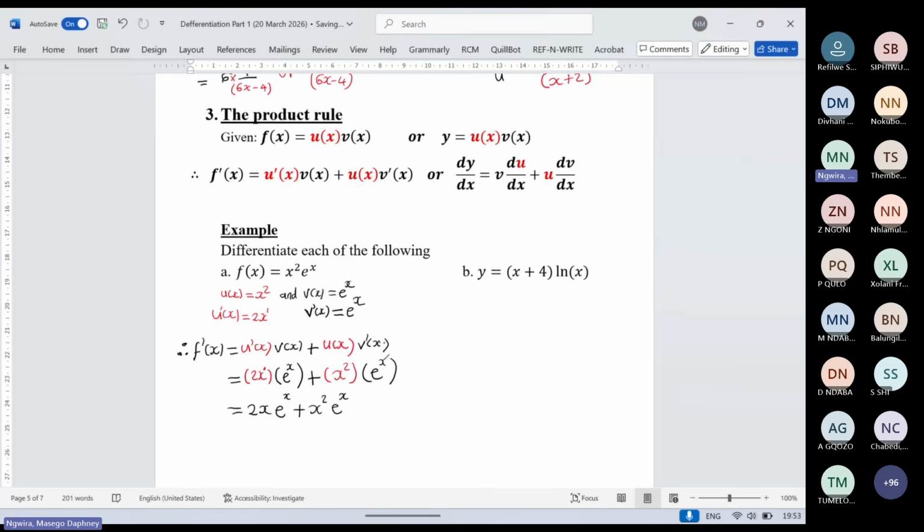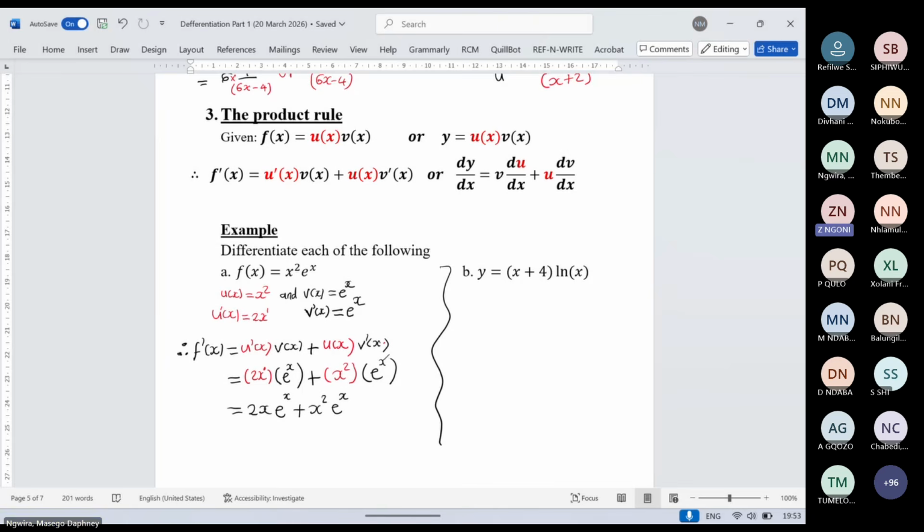Ma'am, why is there an addition? Why are we supposed to add? Where does the addition sign come from? It's the formula, it's the rule. Why did they introduce the positive sign? It's the product rule. For the product rule, we add. For the quotient rule, we are going to see we subtract. Oh, okay. Yes, it's just the rule.